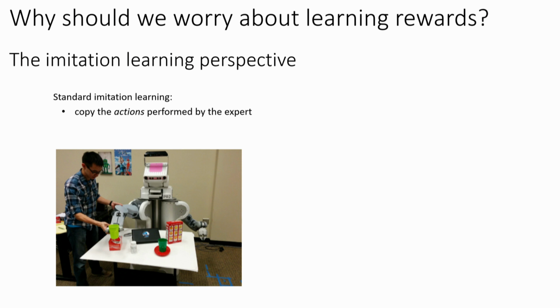So you copy the actions performed by the expert. So if this robot is being taught by imitation learning, it's not going to learn by watching a person pick up a cup and put it on the plate or something. It's going to learn by having a person actually move the robot through that motion so that it can see both the states and the actions that it's supposed to take.